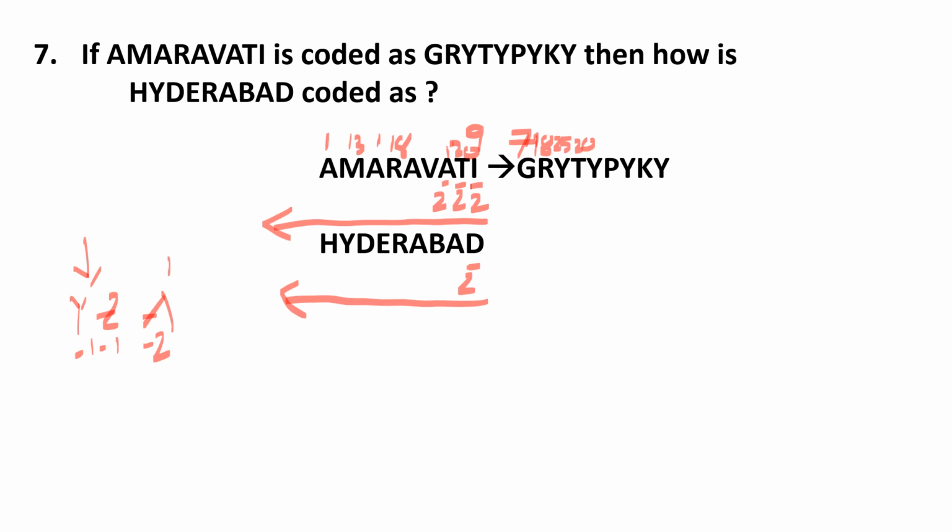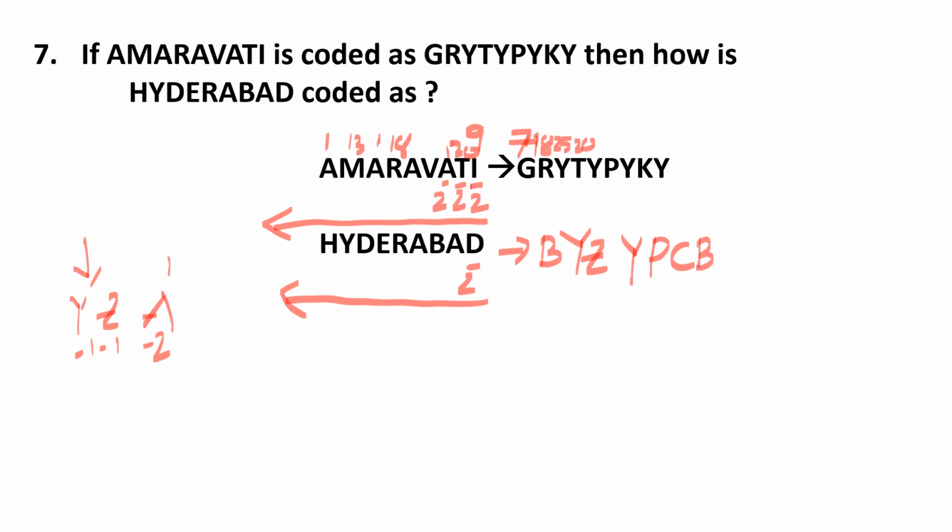So that is D. 4 minus 2, that is 2. B. 1 minus 2, that is Y. B minus 2 that is Z. A minus 2 that is Y. R minus 2 that is P. E minus 2 that is C. D minus 2 that is B.